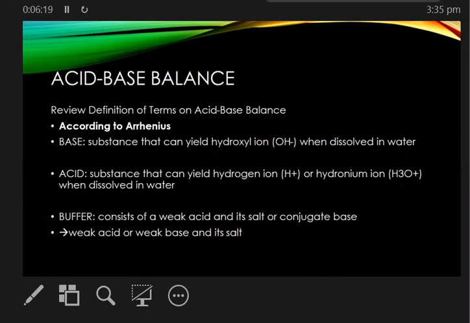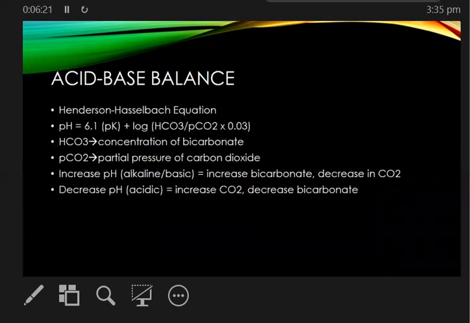Now let's move on, still under the introduction part of acid-base balance. Of course, it's very important for us to know your Henderson-Hasselbalch equation. This is actually an equation for the computation of pH.